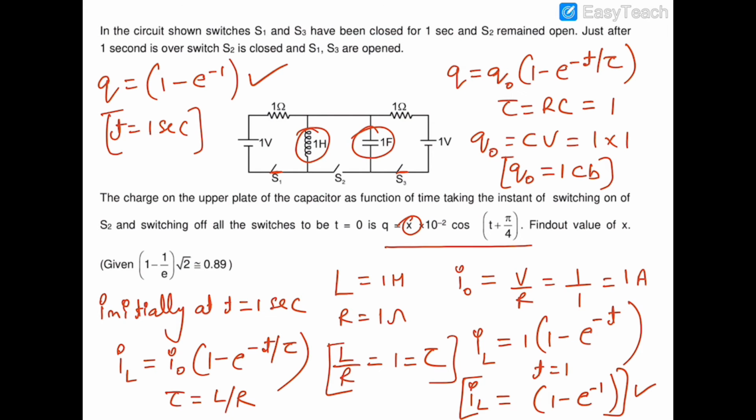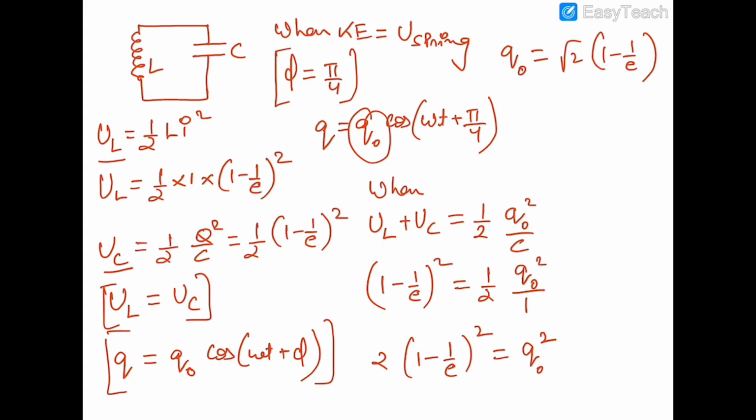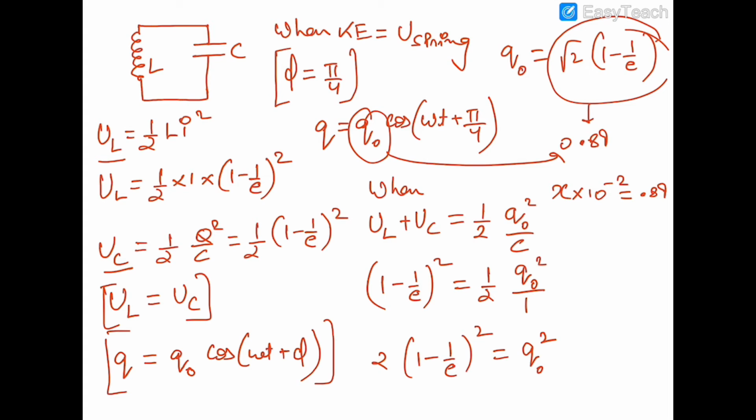So if I compare it with this one, we can see the value of root 2 into 1 minus 1 upon e is 0.89. So if I compare it with this one, I can say that x into 10 raised to power minus 2 is equal to 0.89, and therefore x will be equal to 89. So this will be the correct answer.